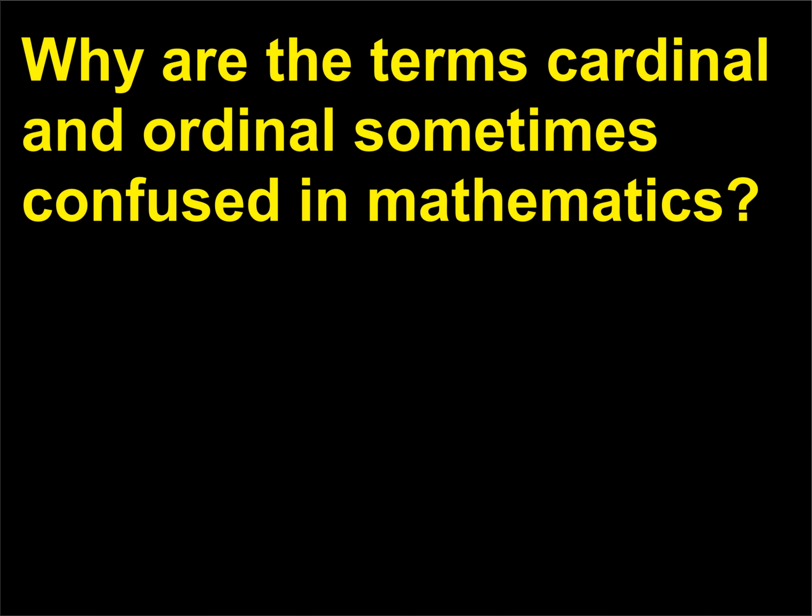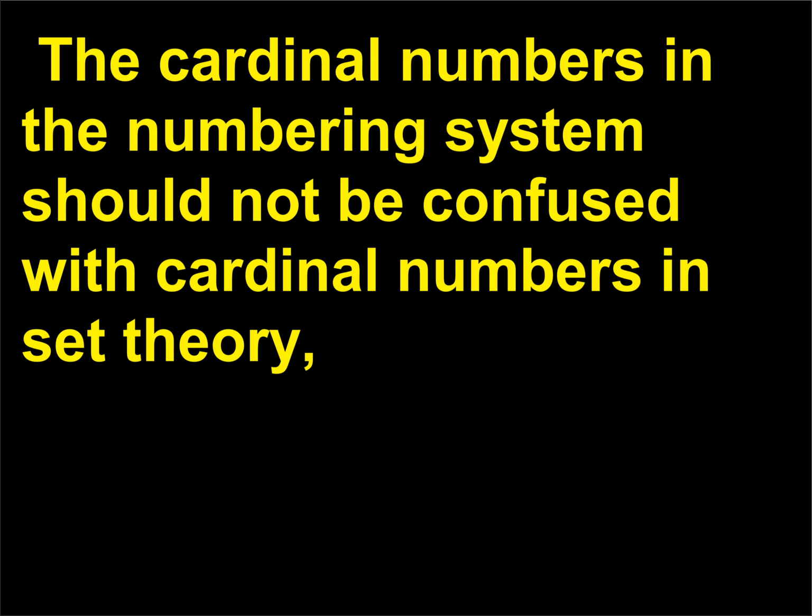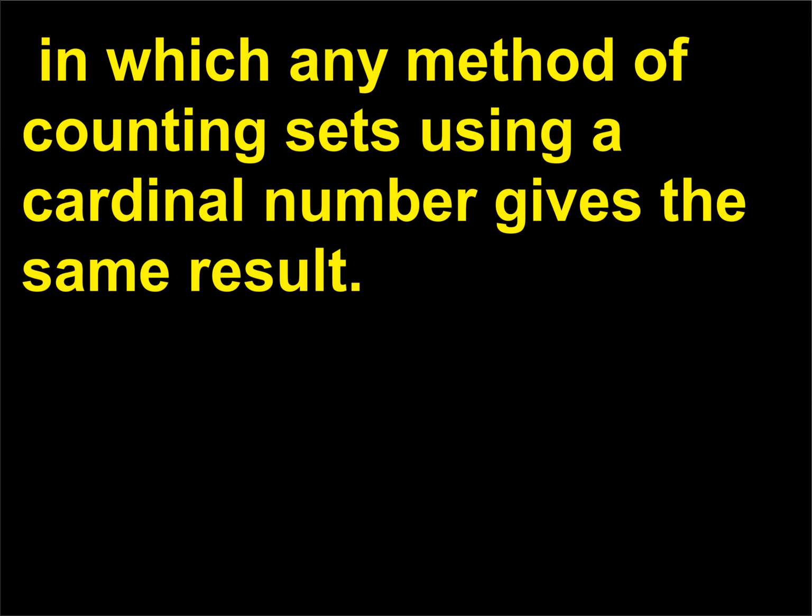Why are the terms cardinal and ordinal sometimes confused in mathematics? Cardinal and ordinal numbers are sometimes confused because they have two distinct mathematical definitions. The cardinal numbers in the numbering system should not be confused with cardinal numbers in set theory, in which any method of counting sets using a cardinal number gives the same result.